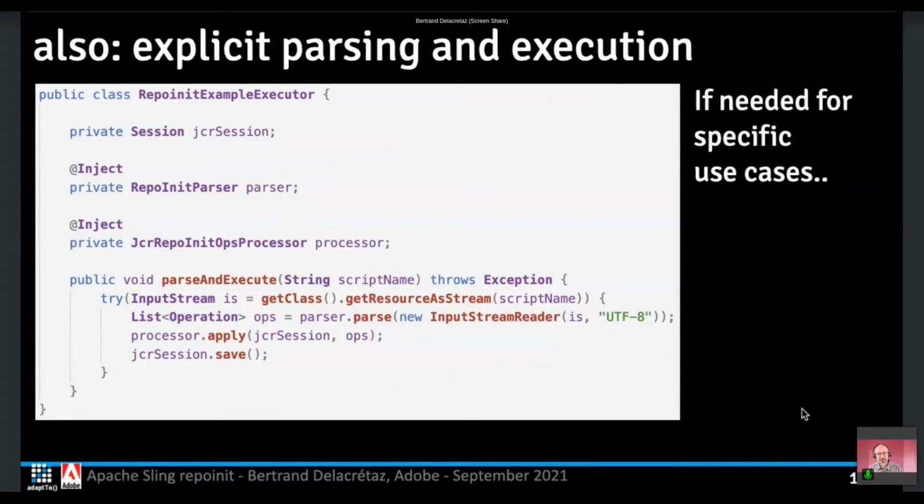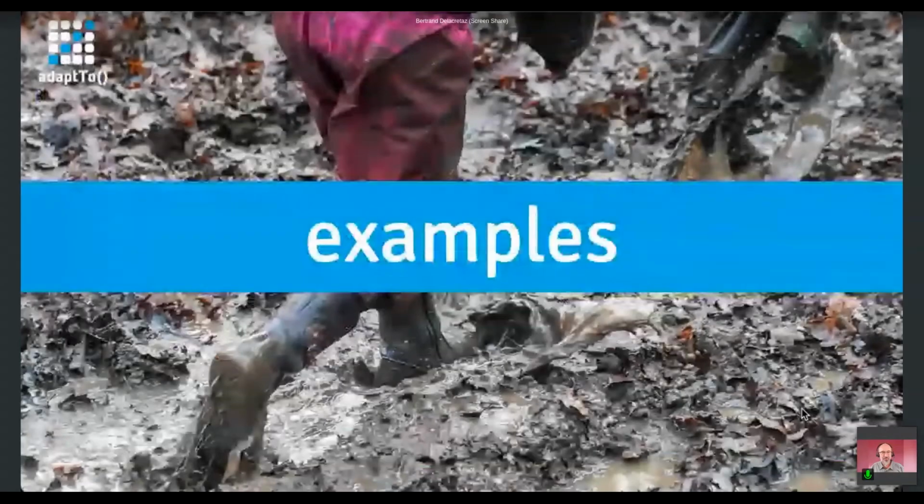The processor doesn't do that. These services come from two different modules. The parser is one module, and the JCR Repoinit is a different module. So if you have a need, you could also call these services explicitly, but generally it's meant for startup, setup and initialization.